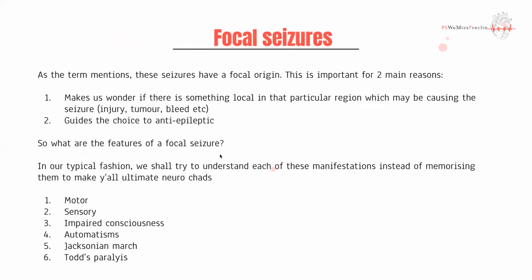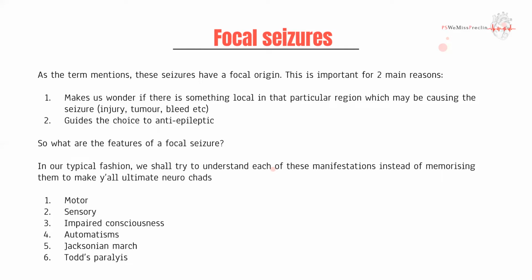So as the name suggests, focal seizures have a focal origin. Why is this important? Well, firstly, it makes us wonder, is there something specific in a part of the brain that's causing seizures? You'd start wondering that, especially if the person has had a few seizures or a few episodes. It also guides the choice of anti-epileptic. So if you know that the person is predisposed to having focal seizures, your choice of anti-epileptic will be slightly different. We might go for something like carbamazepine as compared to sodium valproate, which is more so used for generalized tonic-clonic seizures. But we'll get to treatment in a bit.